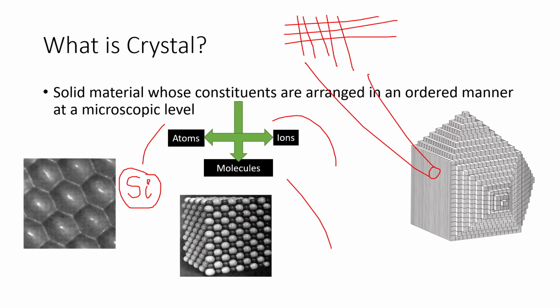For ions, I can give you an example of NaCl, which is table salt. It has Na+ ion and Cl- ion. And here is a picture showing you the model of NaCl. One Na ion is surrounded by Cl ions on all the sides, and it is packed into a structure like this.